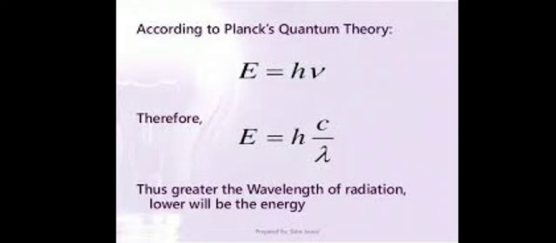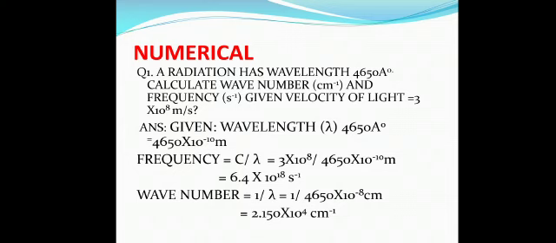C is equal to nu lambda. From there you can find out the value of nu, that will come equal to C by lambda. So you can put the value of nu in the equation and you will get E is equal to hc upon lambda. Let us solve one numerical based upon the relationship.